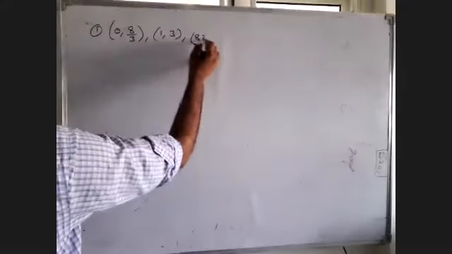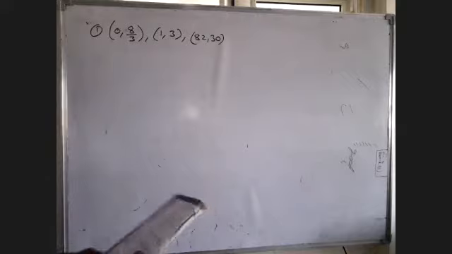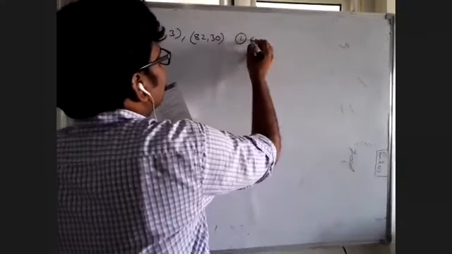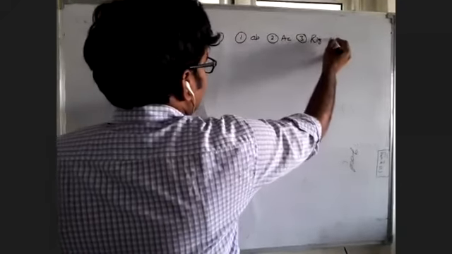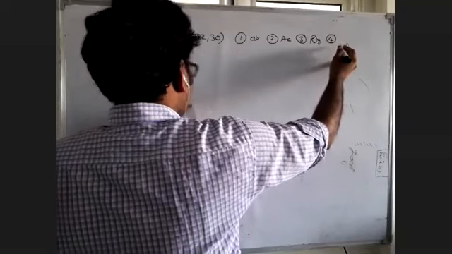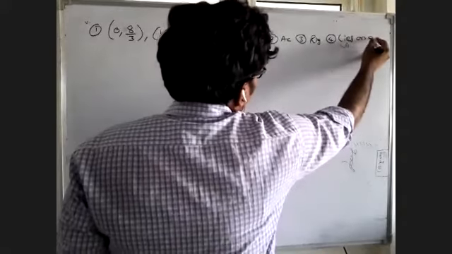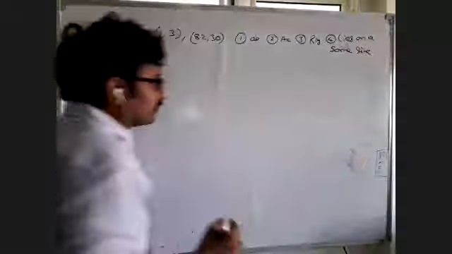Next problem. The points 0 comma 8 by 3, 1 comma 3, and 82 comma 30 are the vertices of: obtuse angle, acute angle, right angle, and the fourth option, lies on a same line.